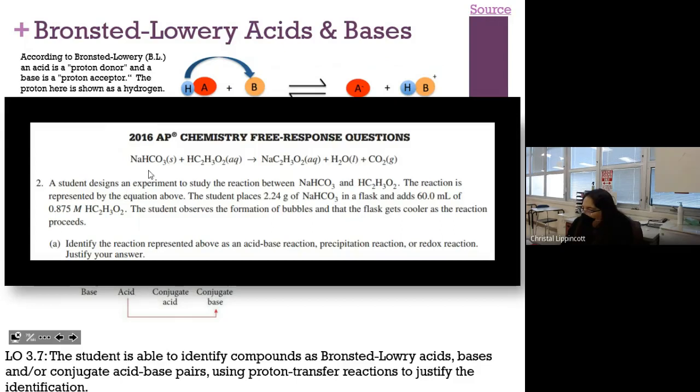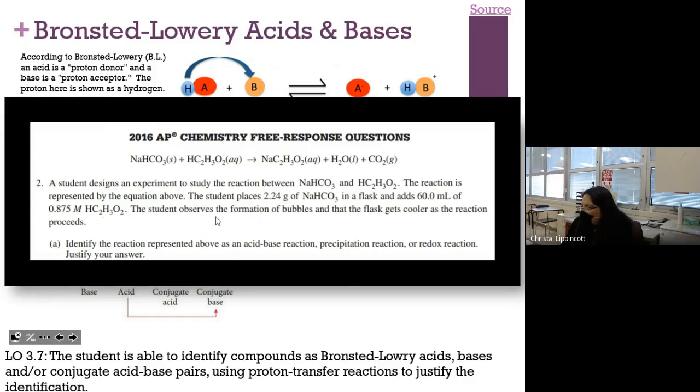so they're designing this experiment. The reaction is represented with this equation. They're going to place 2.24 grams of sodium hydrogen carbonate in a flask. They're going to add 60 mL of the acetic acid. Then they observe bubbles that form. Okay, what are those bubbles made out of, by the way? CO2, right? It's the only gas listed up here. So they're going to observe those bubbles, and the flask is going to get colder.